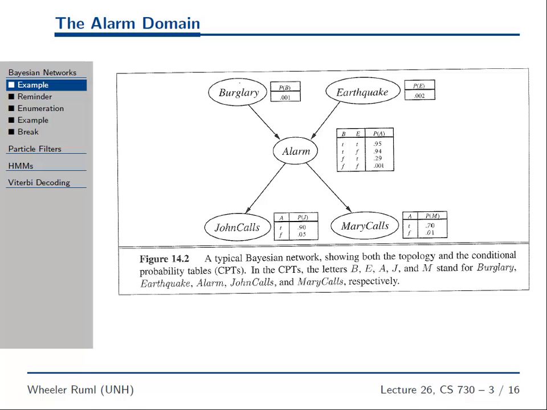John and Mary are both calling me, telling me my alarm's going off. What's the probability I should rush home and there's been a burglary? Whether you should rush home or not is a very subjective thing that isn't represented here. But you could make a decision if you had a certain threshold, like if there's more than a 1/3 chance there's been a burglary, you're going to go home.